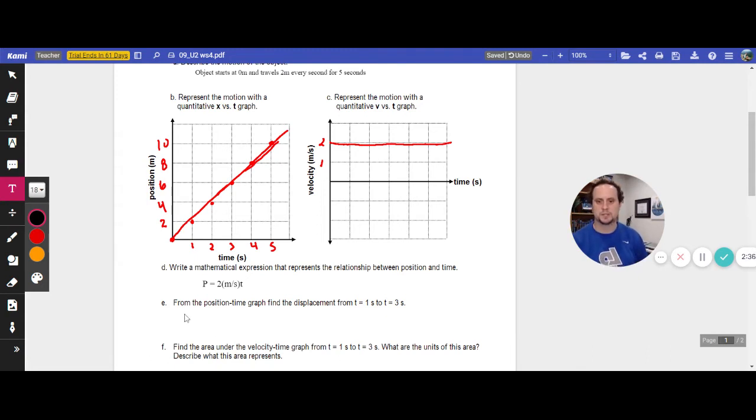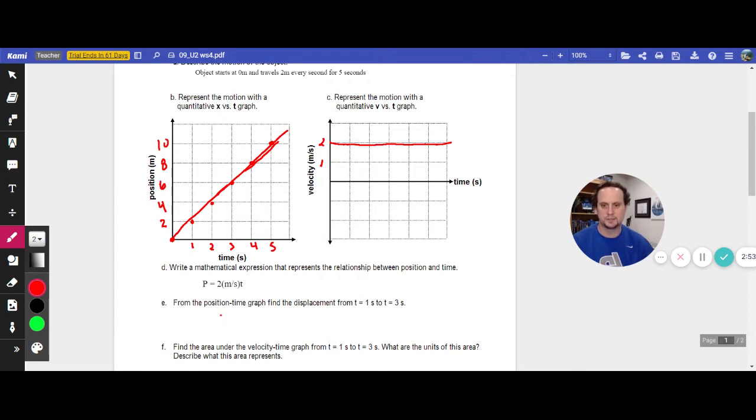All right, from the position time graph, find the displacement from 1 to 3. Displacement is final position minus initial position. The final position at time equals 3 seconds was at 6. So I'm going to have 6 meters minus the initial position, which was at 2 meters, which equals 4 meters.